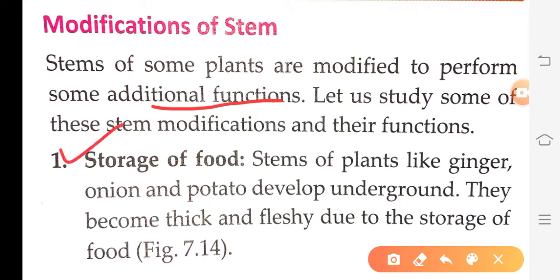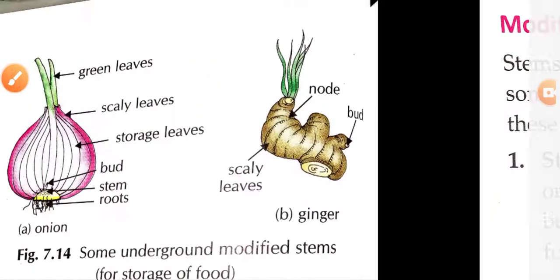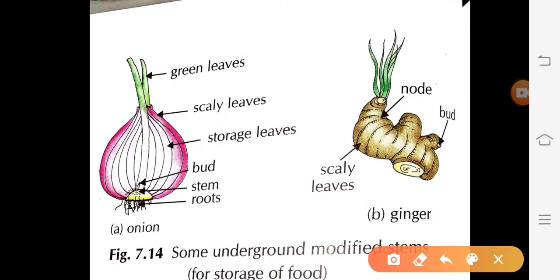First is storage of food. Same as roots, the storage of food is also necessary for plants. Stems of plants like ginger, onion, and potato develop underground. They become thick and fleshy due to the storage of food. So the first function is the storage of food, for example ginger, onion, and so on.